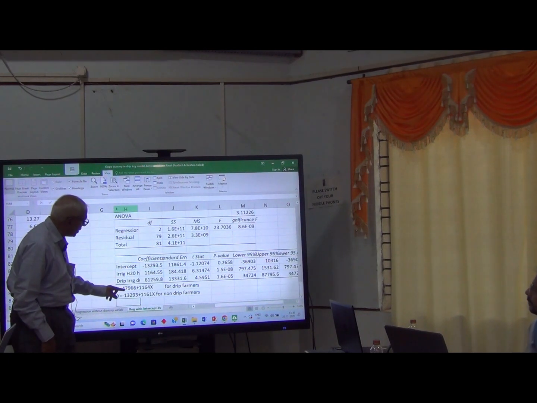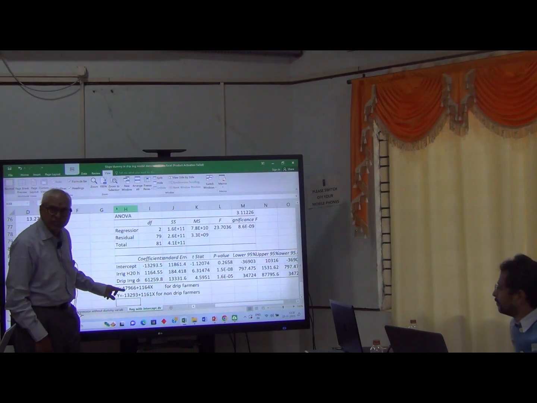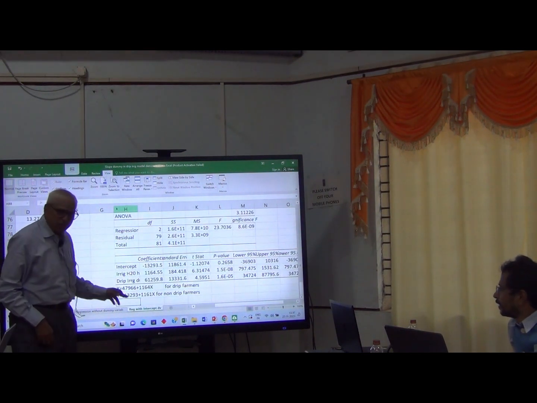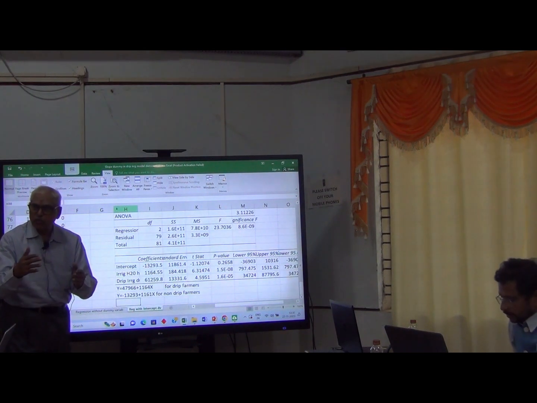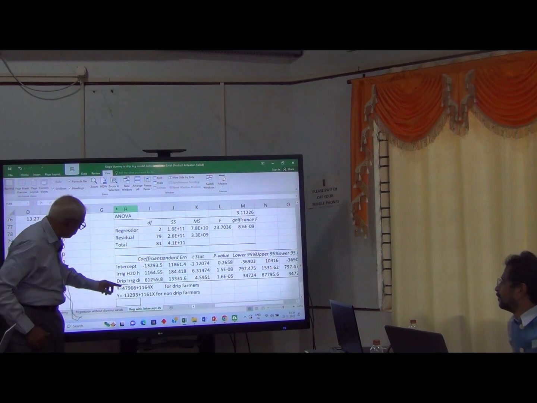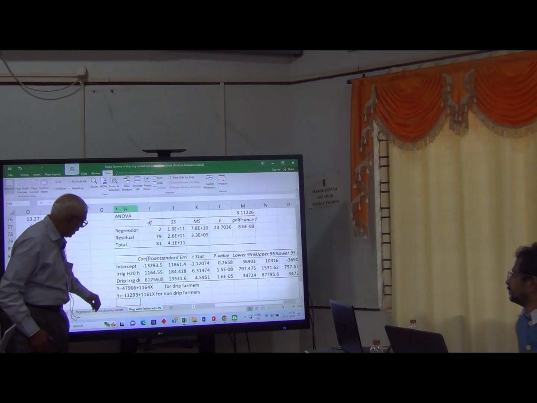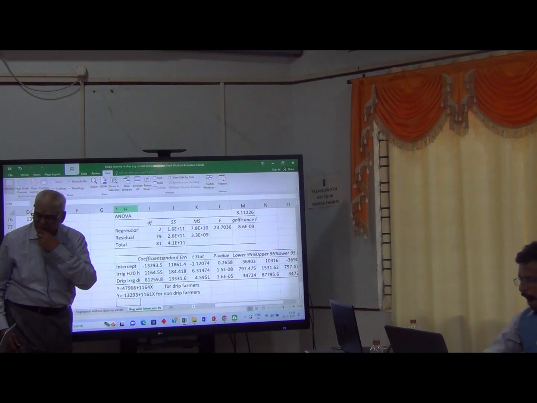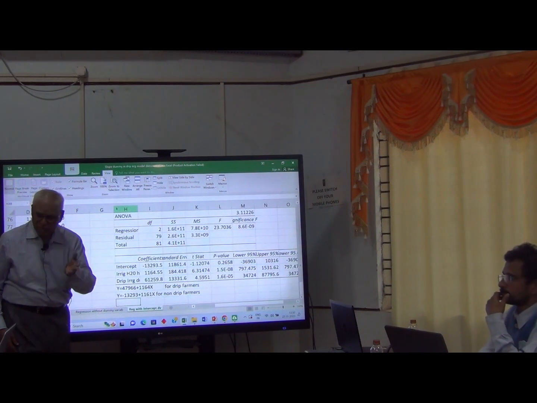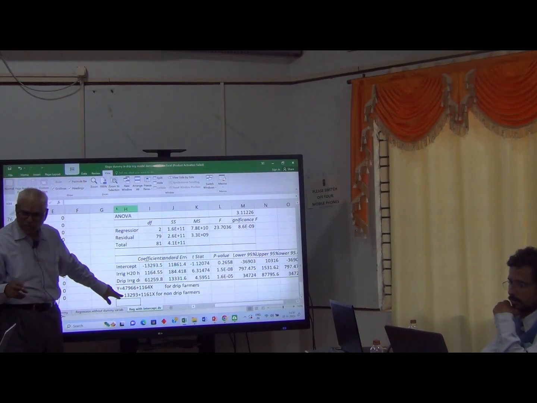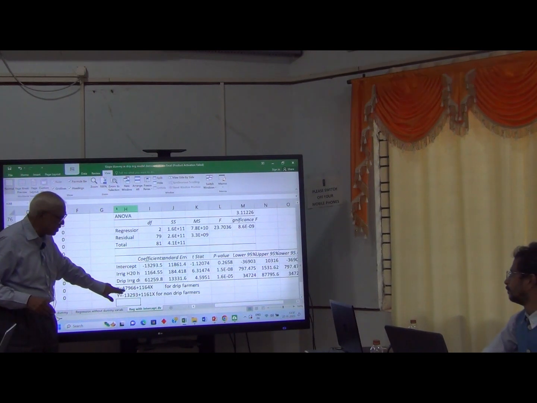So for a drip farmer, the intercept shifts to 47,966. What was the earlier intercept in the first model? So the addition is about 25,000 rupees, right? So for a drip farmer, he gets 25,000 rupees extra because his minimum profit itself is 48,000 rupees. And for a flow farmer, what is the earlier intercept in the first model? The same intercept, 26. So you deduct 26,000 from here. You can roughly say he gets an intercept of 11,000. In the first model it was 12. So he gets only 12, but the drip farmer gets more than 20.